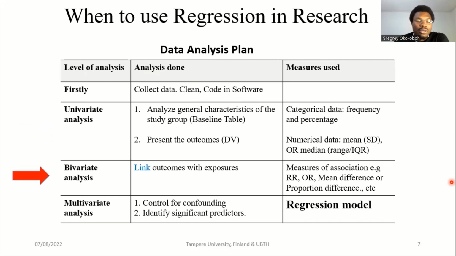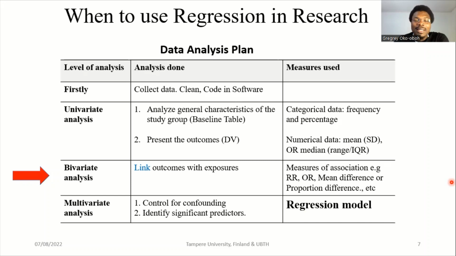The next thing is for us to carry out bivariate analysis that will help us to link the outcomes with the exposures. This outcome or the dependent variable associating with the independent variable is a first step in regression modeling. Because one of the assumptions is that for variables to be regressed, there's an assumption that they are associated.